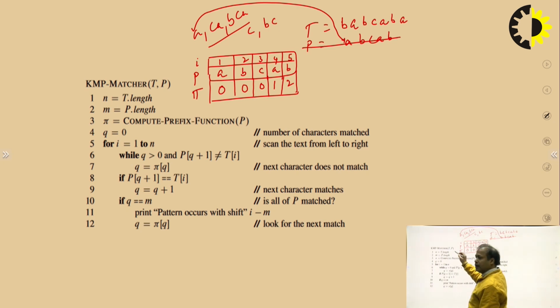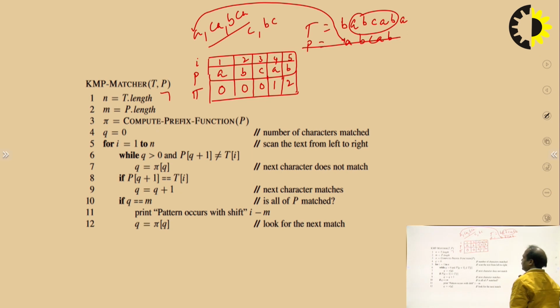So n is the length of the text, which is 7. We can see that pattern ABCAB is matching over here. It's not a big deal. Pattern length is 5. So pi is the computed prefix function.